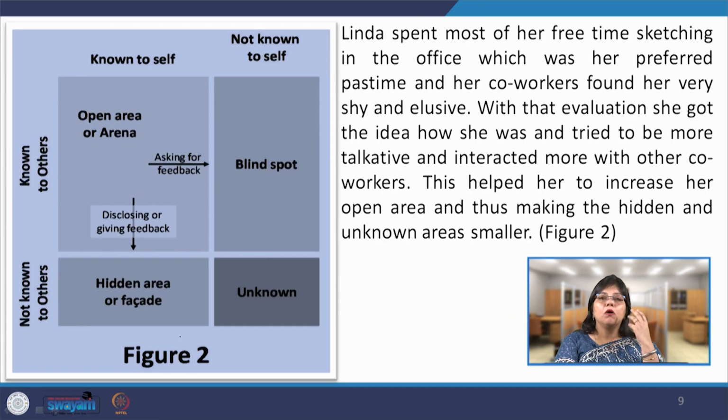Now, when Linda or Aisha, I have just changed the names, spent most of her free time sketching in the office, which was her preferred pastime, and her co-workers found her very shy and elusive. With that evaluation, she got the idea that she should try to be more talkative and interact more with other co-workers. This helped her to increase her open area and thus making the hidden and unknown area smaller. So, based on furthering the interactions, promoting interactions, immediately the open area was expanded and the unknown area was the smallest one. So, this is how, based on interactions and knowing each other, the windows areas can be reduced to smallest while expanding the open area to the maximum, right.